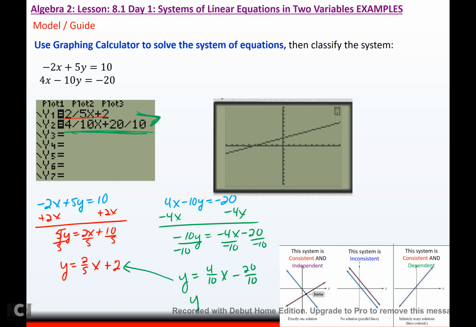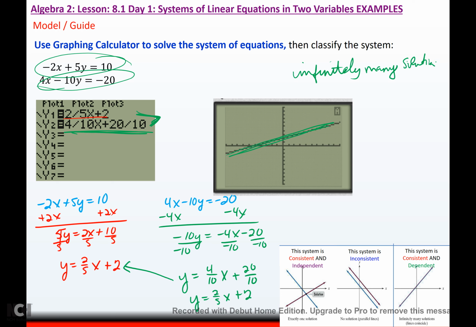If I reduce this by 2, I get 2/5 x. Reduced by 10, I get, oops, that's a plus, negative divided by negative, plus 2. The two equations are exactly the same. They just made them look different because one's a multiple of the other. So when that happens, there are infinitely many solutions, which means my system is consistent because there are solutions, and dependent because it's all of them. Okay?